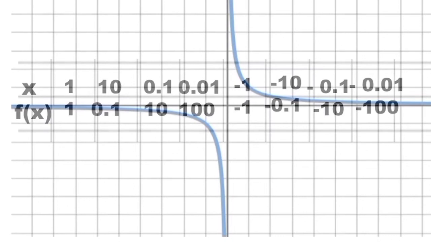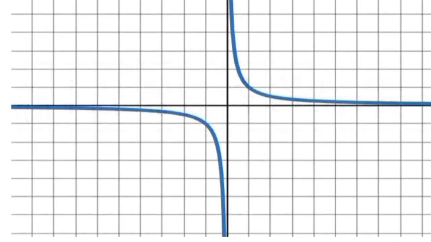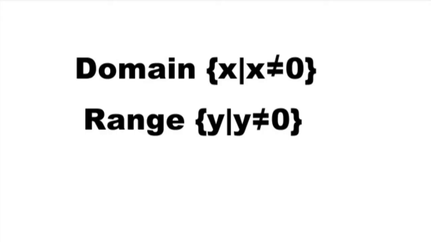Using the values in this table, we have this graph. The x and y axes serve as the asymptotes with no 0 value. The domain of a reciprocal function is the set of x, where x is not equal to 0, and the range is the set of y where y is not equal to 0. Both the input and the output don't have 0.